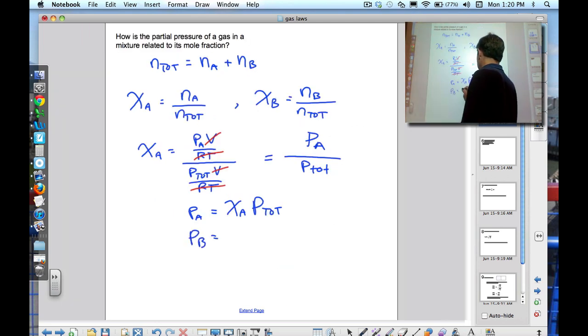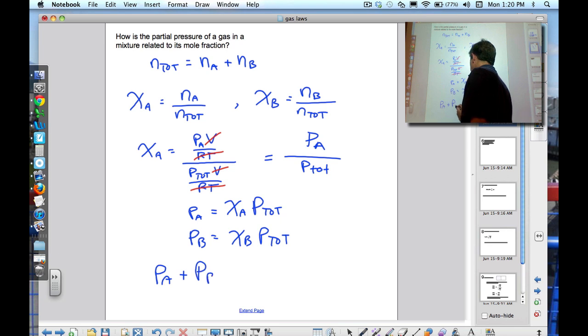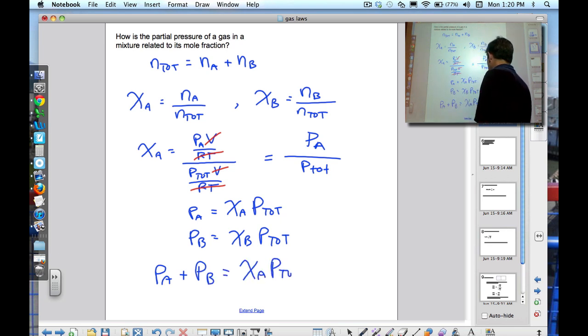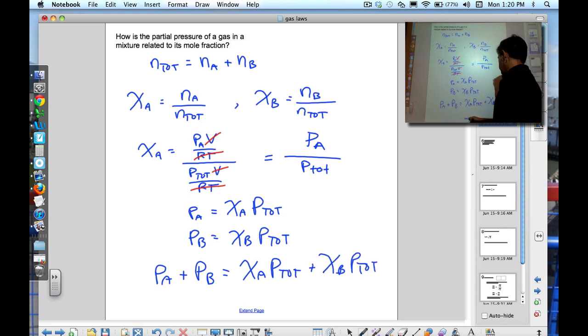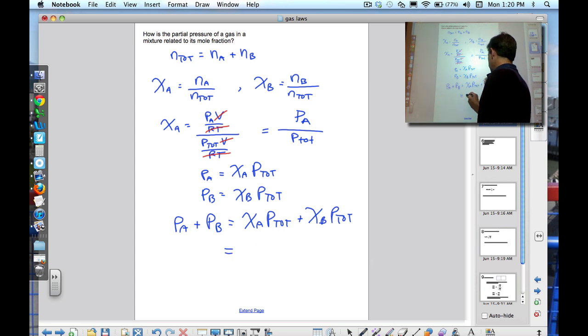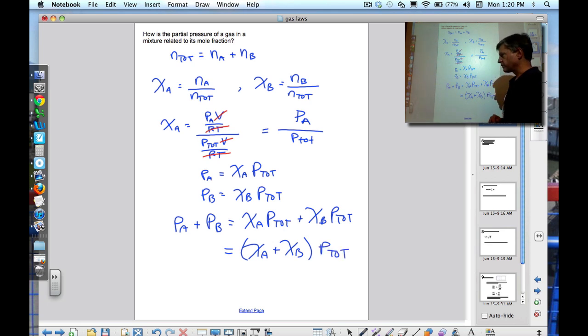The partial pressure of B is going to be equal to the mole fraction of B times the total pressure, right? Well, if I add together the partial pressures, PA plus PB, that's going to be the mole fraction of A times the total pressure plus the mole fraction of B times the total pressure. If I factor out the total pressure, I get this is equal to the mole fraction of A plus the mole fraction of B times the total pressure. Well, what is the sum of the mole fractions of the two components? Well, the mole fractions are always going to add up to 1 when you have all the components, so that's just going to be equal to the total pressure.